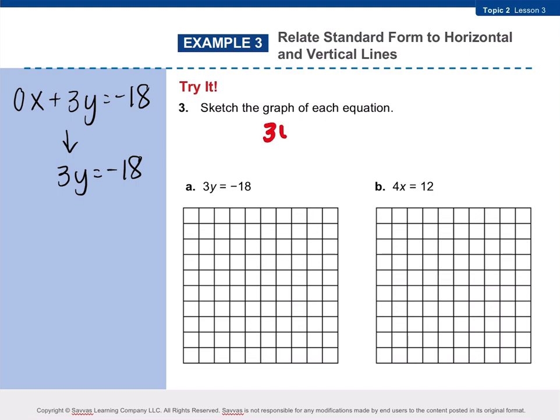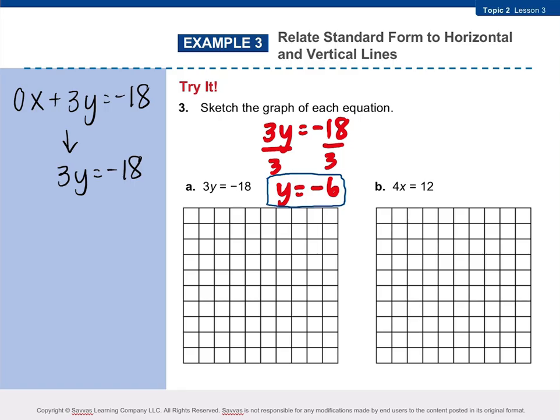So if I plugged in a number for x and solved for y, I would divide both sides by 3, and I'll get y equals negative 6. So if I plugged in x, which I don't even see, right? That means no matter what number I was trying to plug in for x, I would always get y equals -6. So this is kind of a special case.